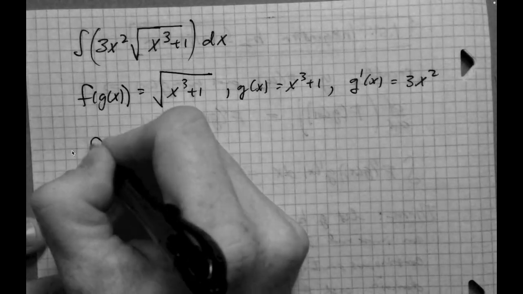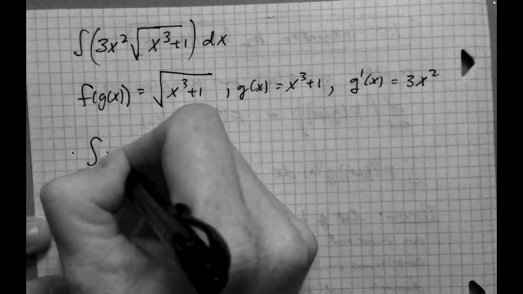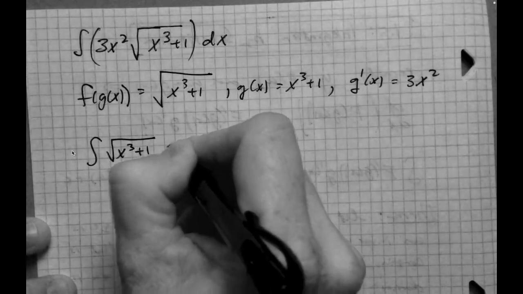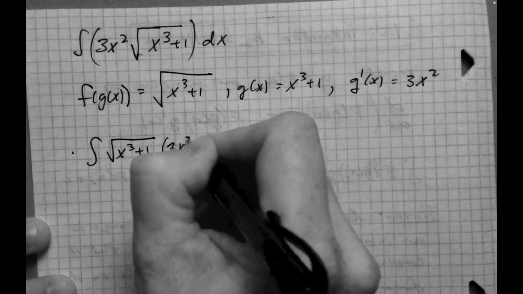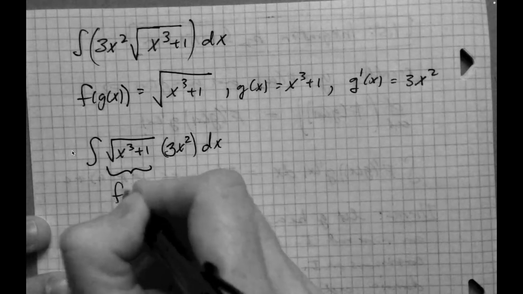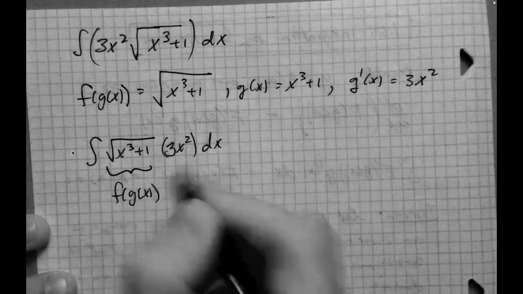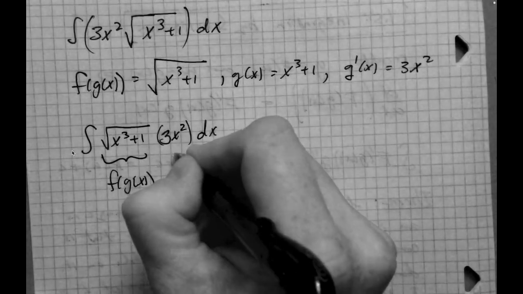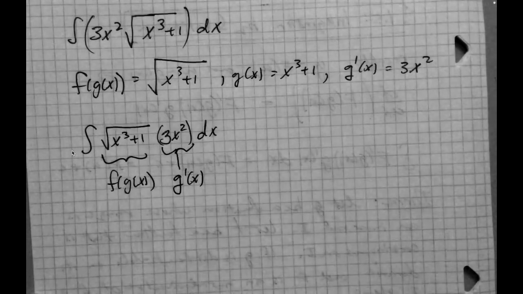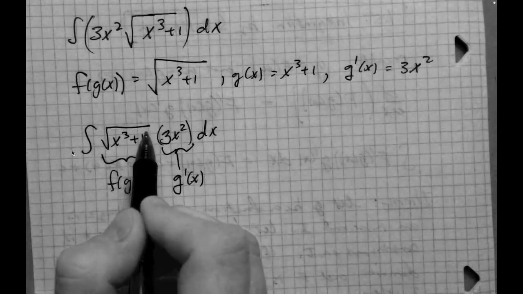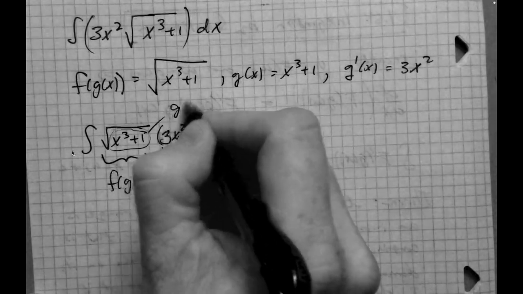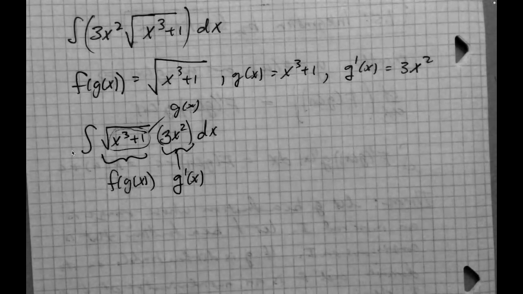Okay, so let's write this really explicitly. You could reverse this and write it like this instead. So this is the f of g of x part. This is the g prime of x part. And then you can see naturally that this piece inside is the g of x part. So you can see all the parts there.